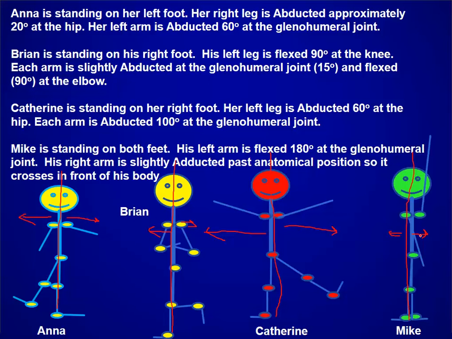Now I warn you, I could ask the question, what's the moment of inertia relative to the AP axis? And then you'd have to deal with the distribution of mass from the AP axis or the ML axis. But for now, this example just shows us about the longitudinal axis. Catherine has the greatest moment of inertia, and Mike has the smallest moment of inertia.